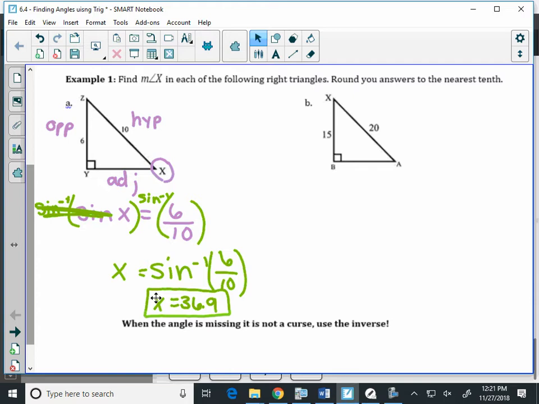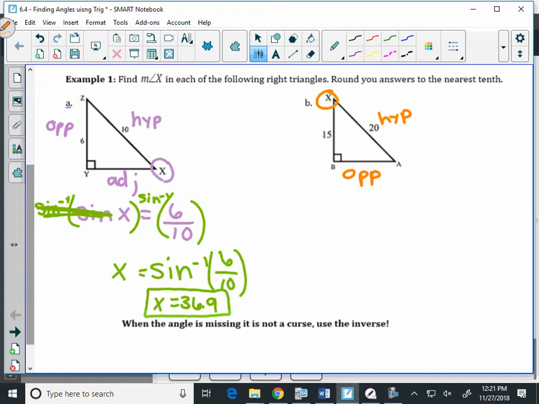If we take a look at B, again, we're still trying to find angle x. So that's what I'm going to circle. Label. Start at my angle, go across. We label that as our what? Opposite. Go to my 90, go across. We label that as our hypotenuse. And the side left over, adjacent.